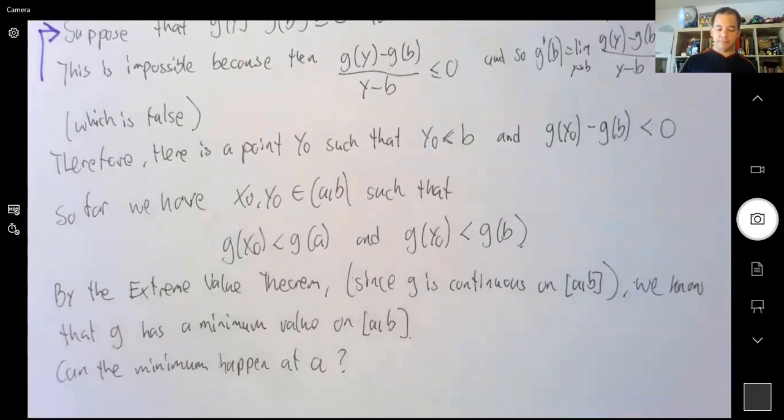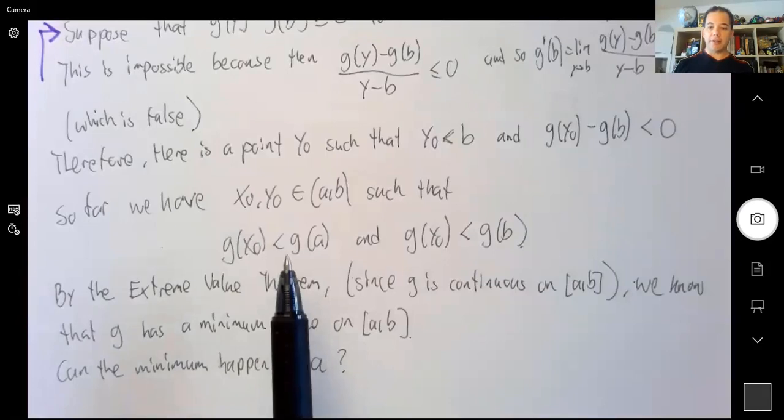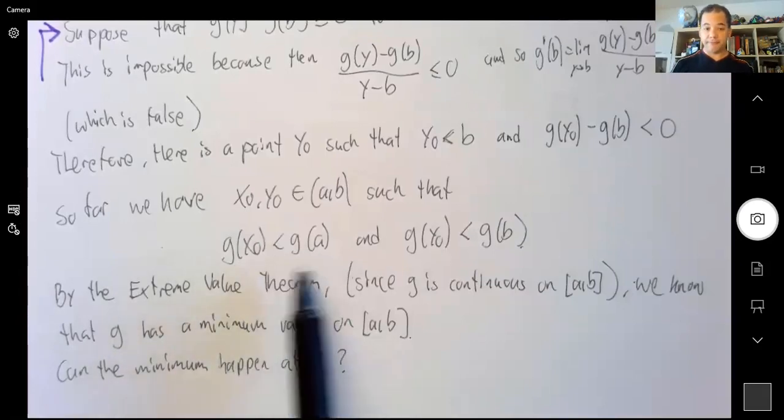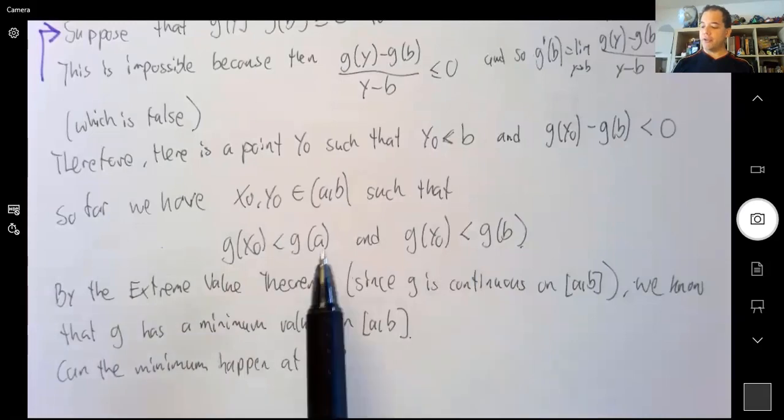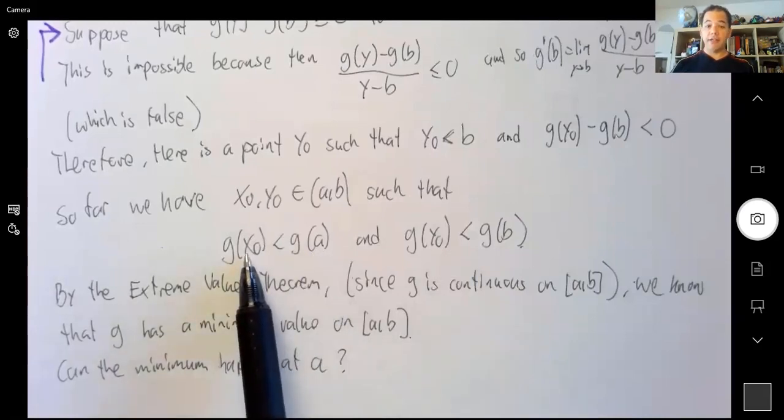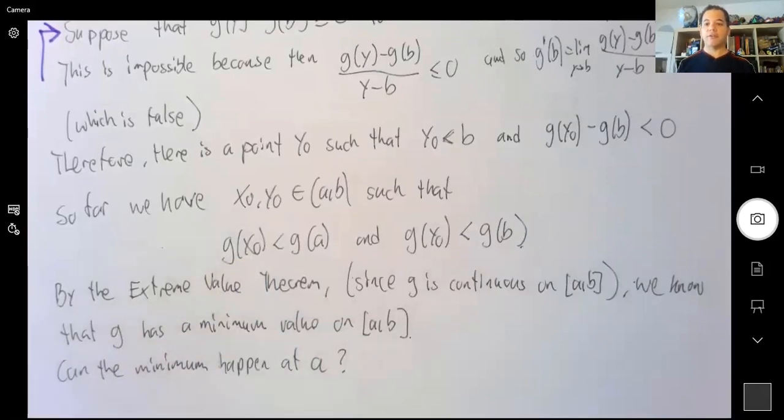What do you think? Yes, because it's included, maybe? Well, in principle, for an arbitrary function, yes, the minimum could happen inside the interval, or it could happen at the endpoints, right? That's in general what happens. But look, four lines above, what is it that we showed? See, we showed that g of A beats g of x0, right? G of A is bigger than g of x0. So what does that tell us?